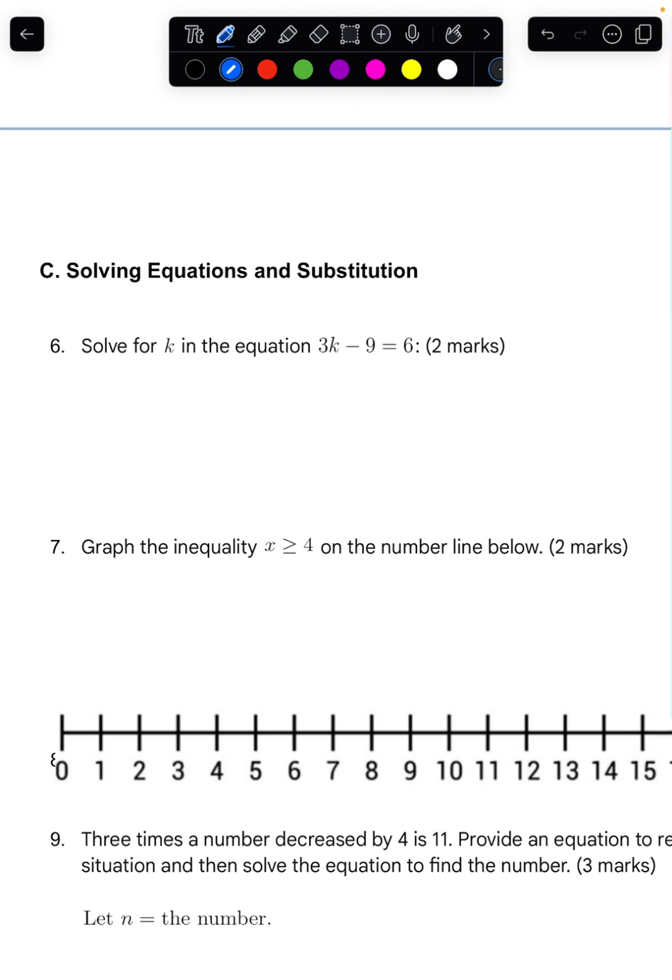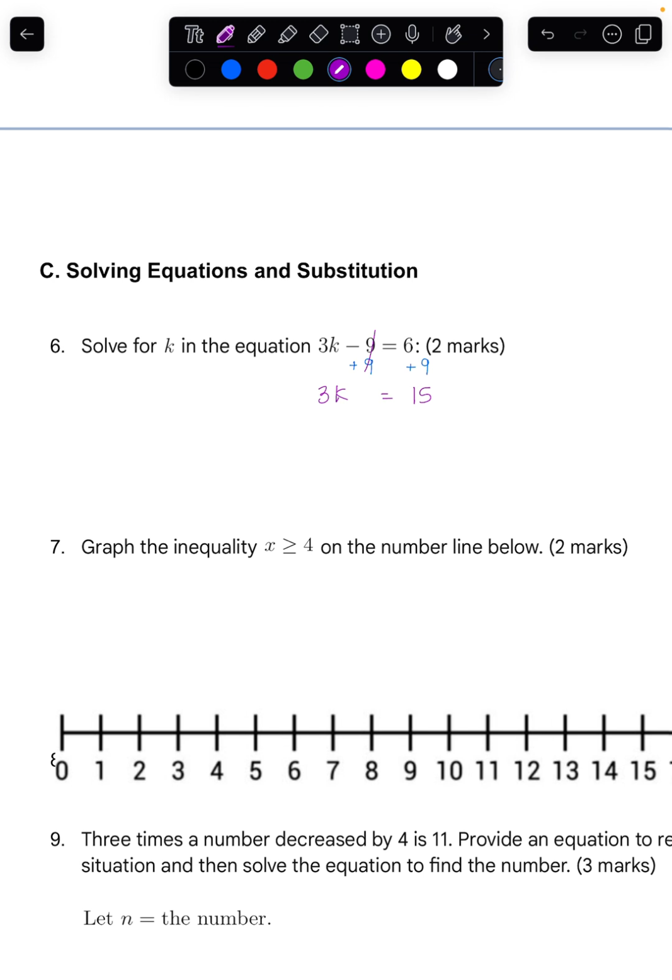And the way we move the 9 is by adding 9 to the left side. And whatever I do to the left side, I also have to do to the right side. So I'm adding 9 to both sides. And I have 3k. But then I have that minus 9 plus 9, which just equals 0, and they cancel each other out. And that equals 6 plus 9 on the other side, which is 15. So I'm left with 3k is equal to 15.